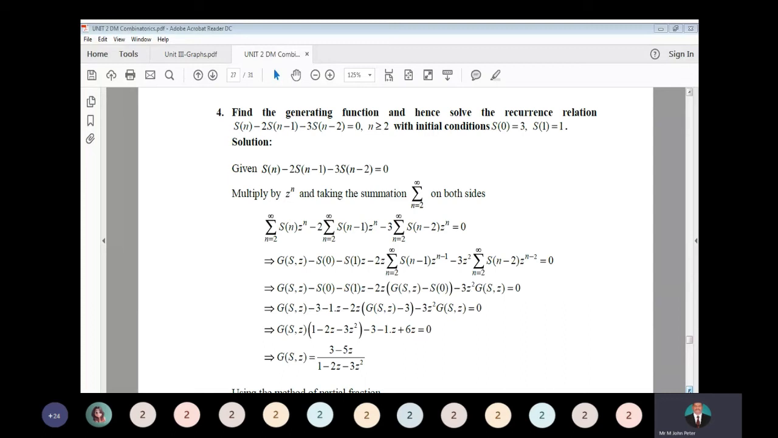When you multiply by z power n, you will get summation n equal to 2 to infinity s of n into z power n, minus 2 into summation n equal to 2 to infinity s of n minus 1 z power n, minus 3 into summation n equal to 2 to infinity s of n minus 2 z power n, equal to 0. The summation is taken from n equal to 2 to infinity because of s of n minus 2.